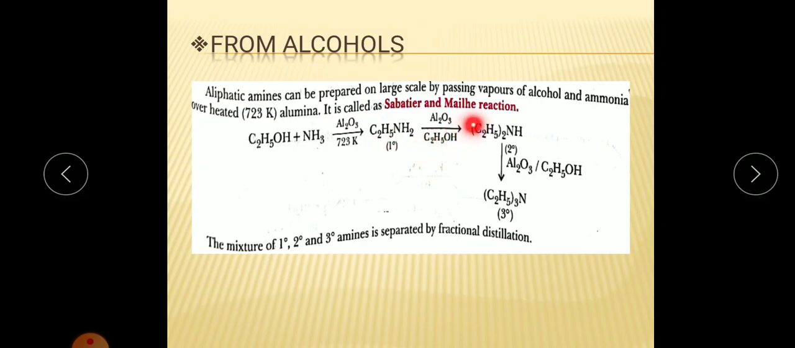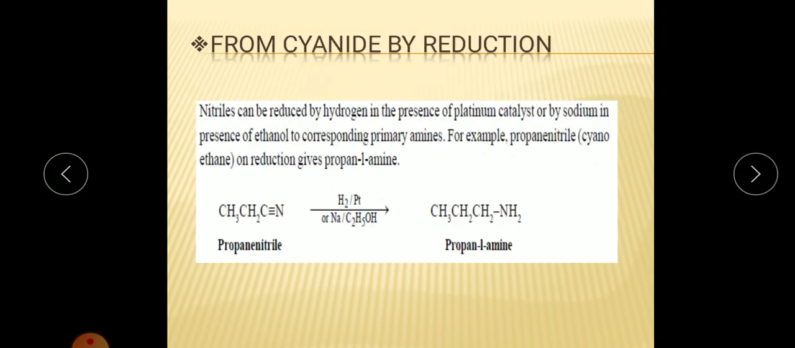On further reaction with ethyl alcohol over aluminum oxide, it is going to form secondary amine, that means one more hydrogen will be replaced by an ethyl group. Further reaction will give you tertiary amine, where one more hydrogen is replaced by an ethyl group. So you will find a mixture of primary, secondary and tertiary amines, which can be separated by fractional distillation. This is how we can prepare amines from alcohols.